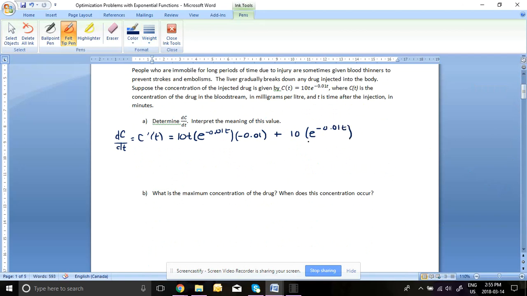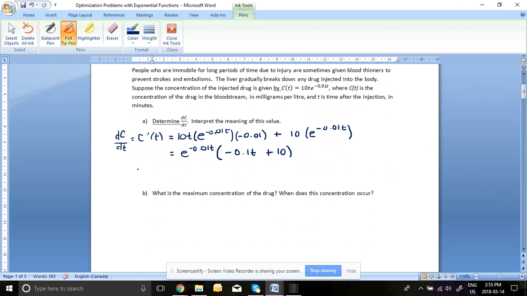Notice that we have this e^(-0.01t) twice. That will happen all the time with exponential functions because of the nature of the derivative. So notice here that we can factor out e^(-0.01t), and that will be very important for solving. Then we get 10 times -0.01, which gives us just -0.1t, and then plus 10.